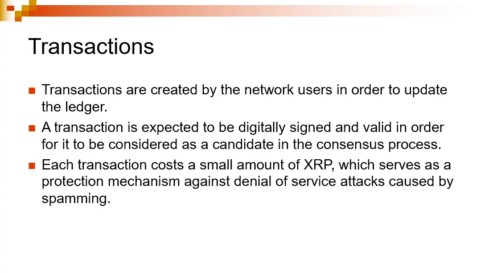So transactions are created by the network users in order to update the ledger, and the ledger is updated via the consensus process. The consensus process is run by the server, and the server has the list of unique nodes for validating the transaction. For validating the transaction, the server needs an adequate number of votes, and if it receives a majority of votes, then that transaction is committed.